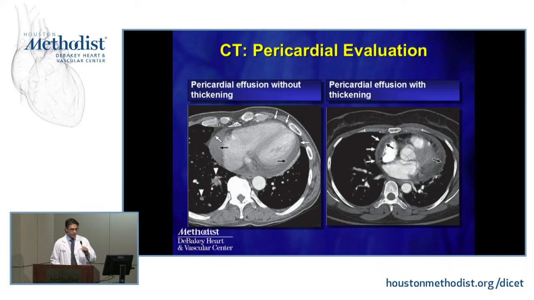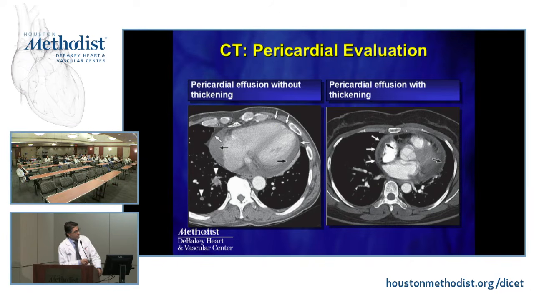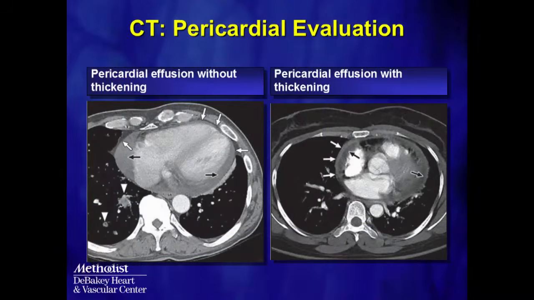CT can also look at the pericardium very nicely. These are two examples of looking at one case with just pericardial thickening and another case with, I'm sorry, just with a pericardial effusion. So here's a case just with pericardial effusion. You can see that here anterior to the RV and posterior laterally. Here you can see you have a pericardium. You're helped a little bit because you have a little bit of contrast in the pericardium, and you may have some surrounding fluid with it.